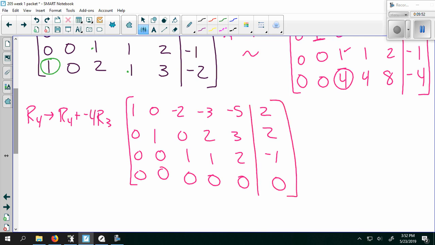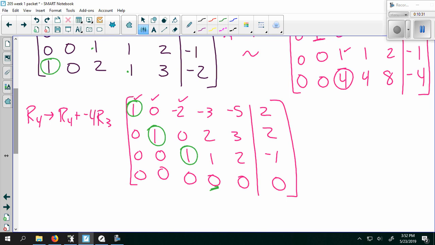Okay, so column 1, column 2, and column 3 are all done in the forward phase. And then column 4, I would like to have a 1 in that main diagonal position, but there's no way to make a 1 there because I just have all zeros. So I am done with the forward phase. I've done everything I can. I found all my pivots. My pivots are here and here and here. The leading entry of each row is a pivot. My fourth row doesn't have a pivot because it doesn't have a leading entry.